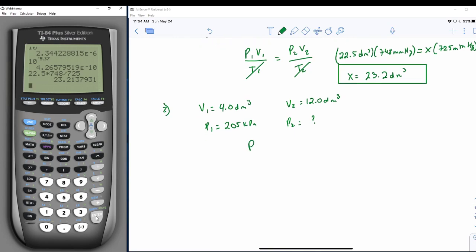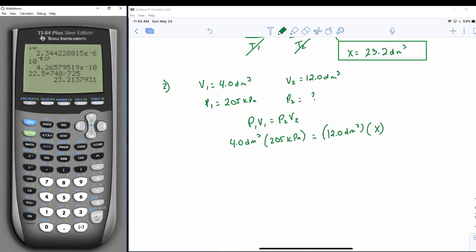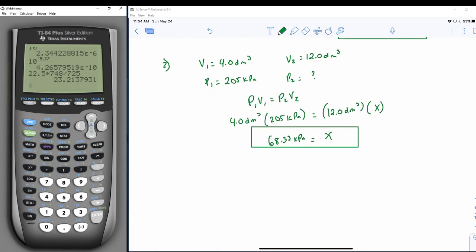So again, same one, P1V1 equals P2V2. So 4.0 decimeters cubed times 205 kPa is equal to 12.0 decimeters cubed times X. Notice that as long as the units are the same, it doesn't matter what unit that I have it in. So I end up getting 68.33 kPa. You just got to remember that the unit that you are using gets carried over. So if I have kPa on one side, then my X on the other side must be kPa as well. That's just kind of a good reminder.